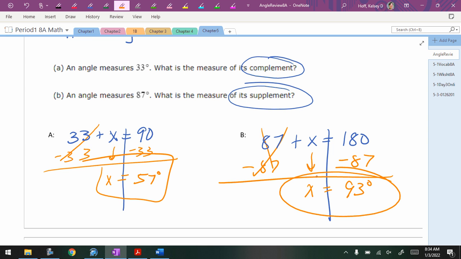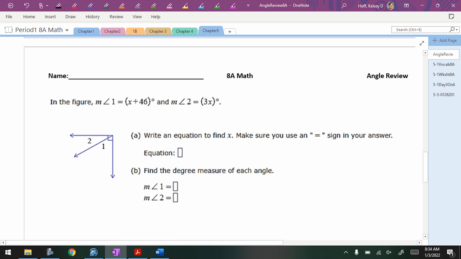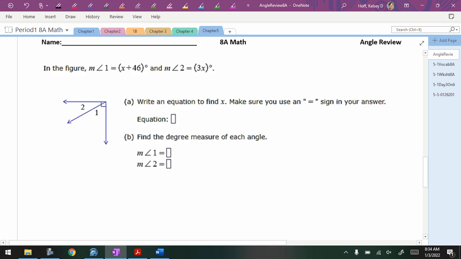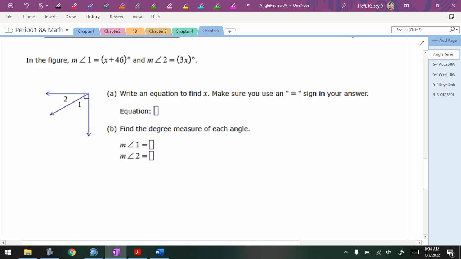Okay? Flip it over. We're going to keep with the idea of those angles. So it says in this figure, this little m right here means the measure, or the degrees of angle 1 is x plus 46. And the measure of angle 2 is 3x. Write an equation to find x. Make sure you use an equal sign, and then find the degree measure. Somebody tell me something in that picture that's important that they didn't already tell us.